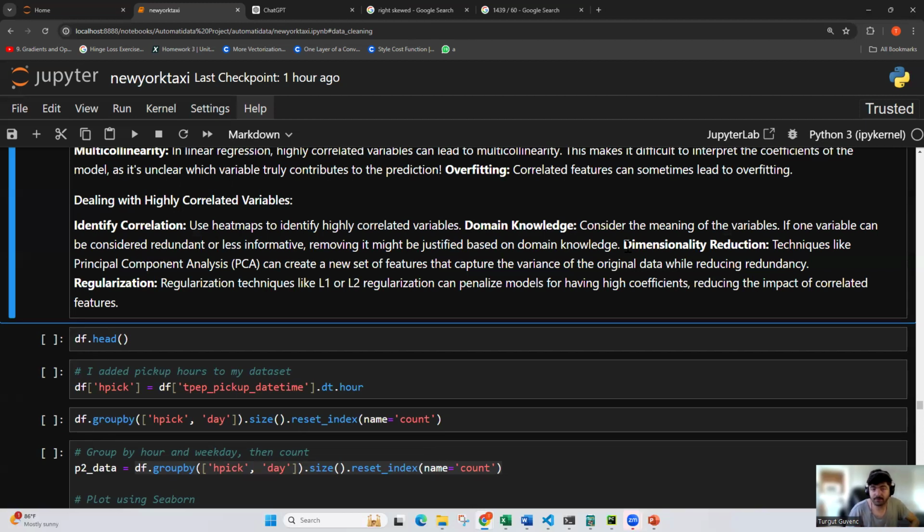You can create a new set of features that captures the values of the original data while reducing the redundancy. And also some regularization techniques like L2 and L1. You can penalize your model for having high coefficients, reducing the impact of the correlated features. These are the other ways, and I usually prefer regularization, but as I said, PCA is really important. I usually use PCA for visualization, but it depends on your case.